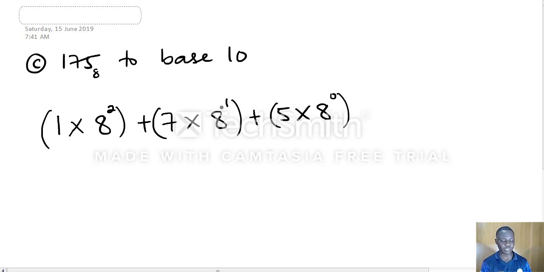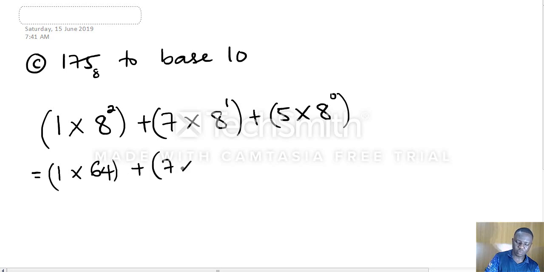So in converting from this other basis to base 10, we use the expanded method to expand it and thereafter simplify, and when you sum them together, it gives you its equivalent in base 10. So this can be said to be equal to 1 times 8 squared, which is 64, plus 7 times 8 plus 5 times 8 raised to the power 0 is 1. For any number raised to the power 0 is said to be 1.